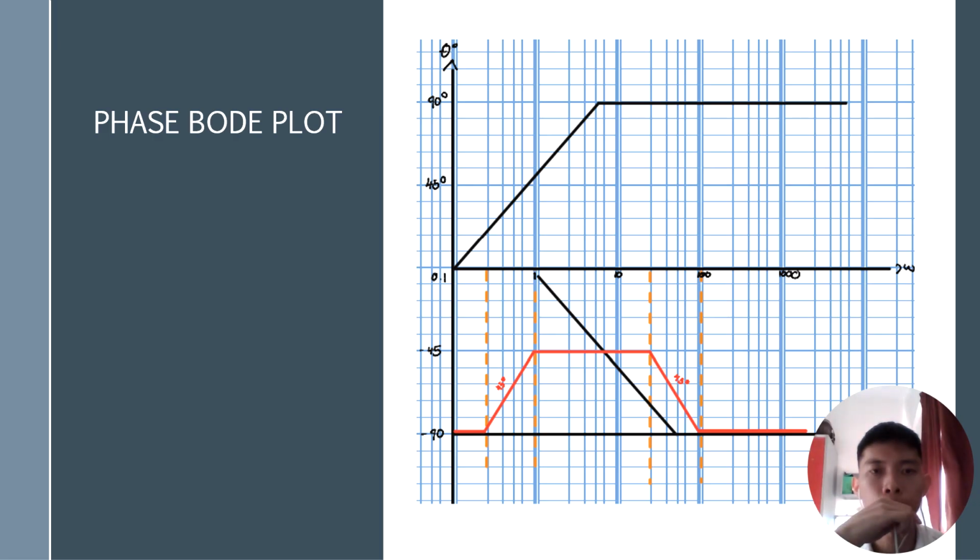A pole contributes a total phase shift of minus 90 degrees. In the graph, we can see the phase dropping as it passes the pole frequency. A pole at the origin has a constant minus 90 degrees, starting phase, which matches the initial phase.